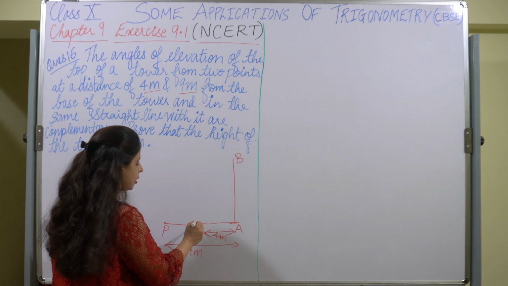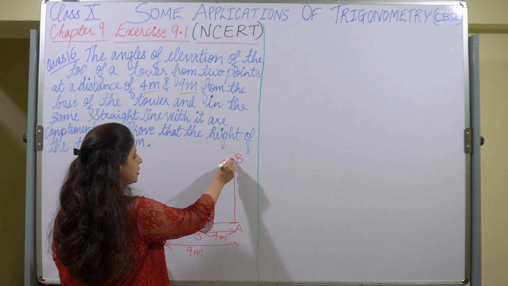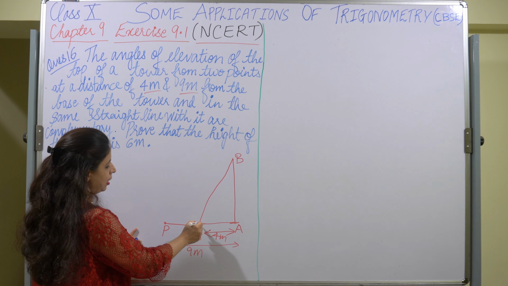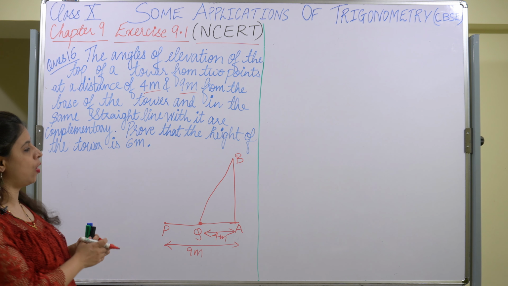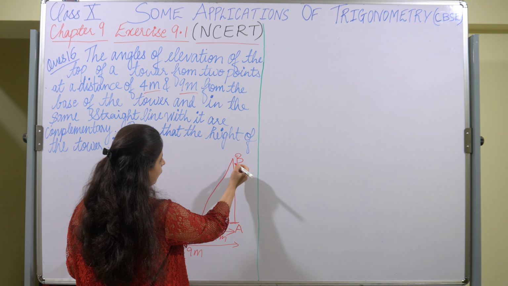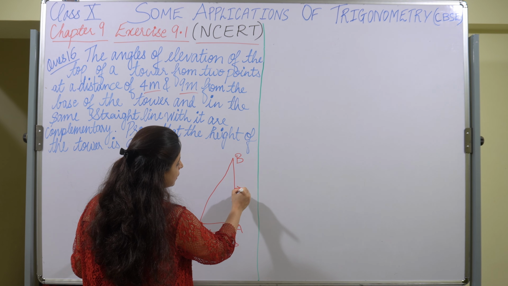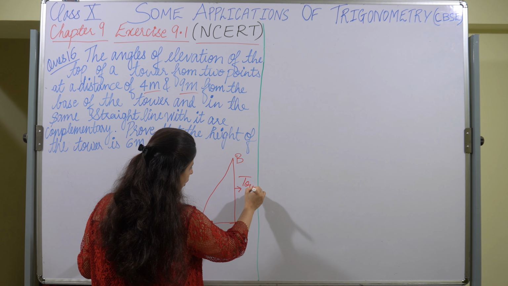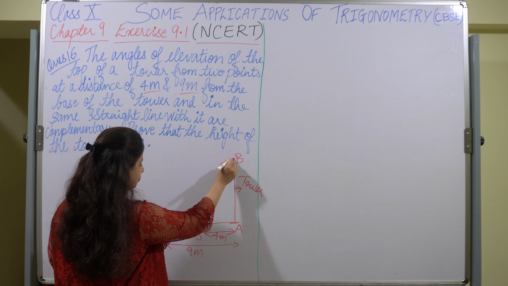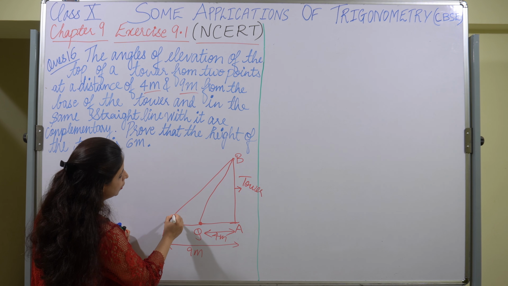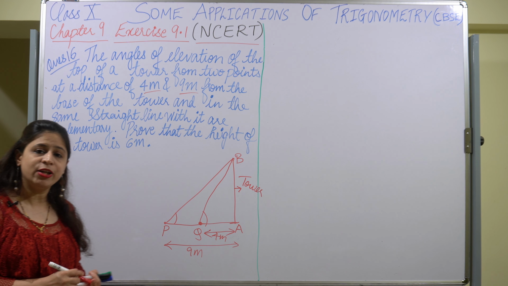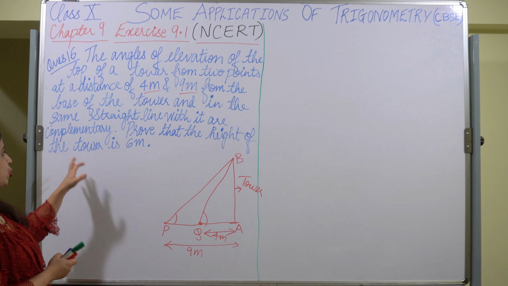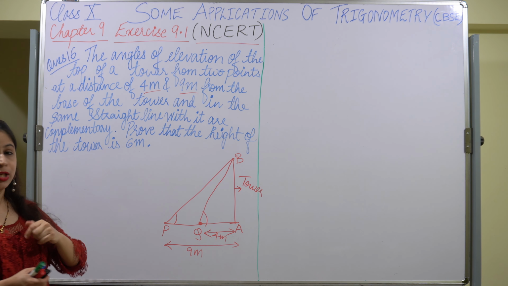Okay. Now let us come to the elevations. The elevations are always viewed from the bottom towards the top of the building or the tower. Here the tower is given to us. So this is the tower given to us. Okay. So these are the elevations. Okay. Now they have given that the elevations are complementary to each other. They are complementary in nature.